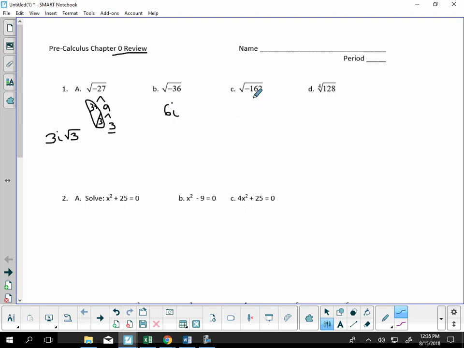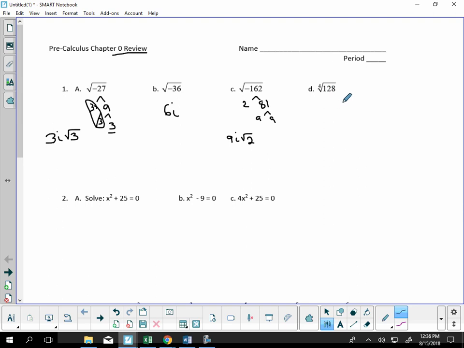And then for 162, let's do a factor tree on that again. That'll be 2 times 81. Well, that's kind of nice because that's a perfect square right there. So that'll be 9 times 9. So that's going to be 9i radical 2.